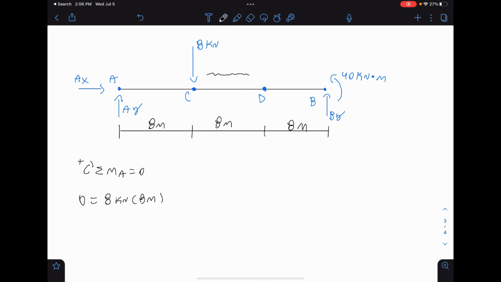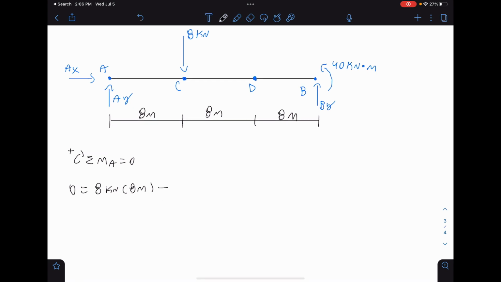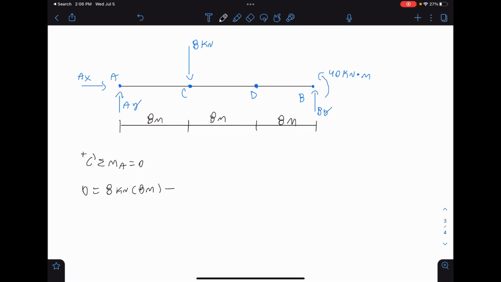Let's move along, nothing at point D, and then finally, right at the end of our beam here, we have two forces. We have an upwards force at B that's causing a negative moment here. So minus the force By times the distance to A. What is the distance to A? Well, it's 8 times 3, so it's 24 meters.